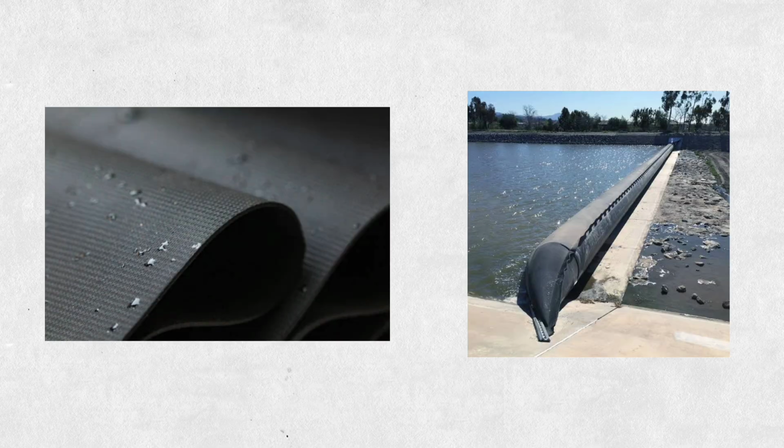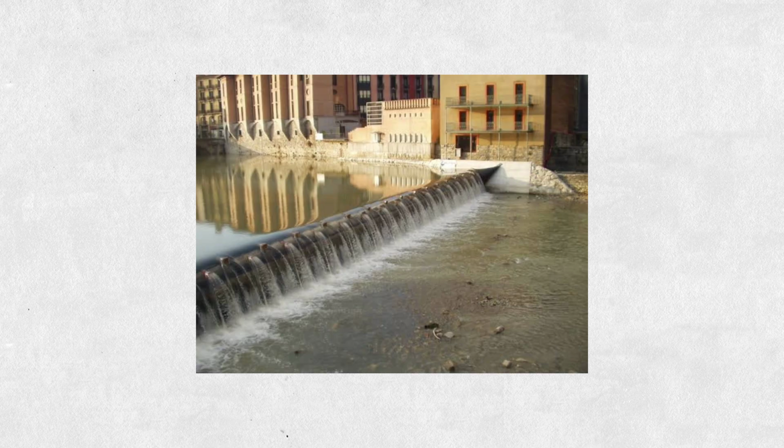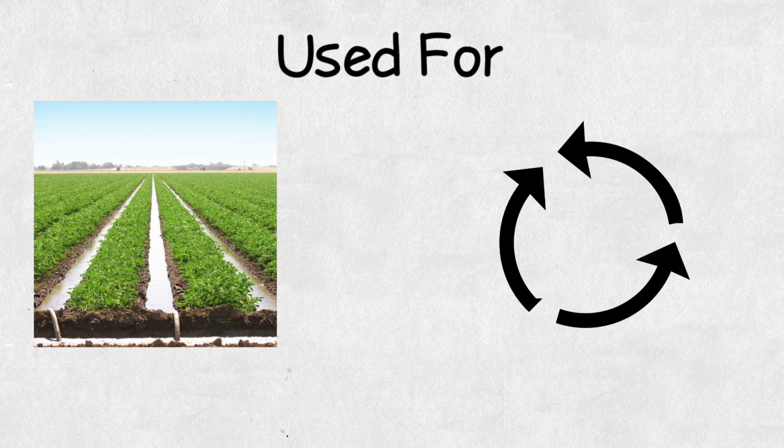Rubber Dam. A flexible, inflatable barrier made from reinforced rubber membranes anchored to a concrete base. When inflated with water or air, it rises to block the flow of a river. When deflated, it lies flat and allows water to pass over it freely. These dams are used mainly for irrigation, groundwater recharge, and recreation.